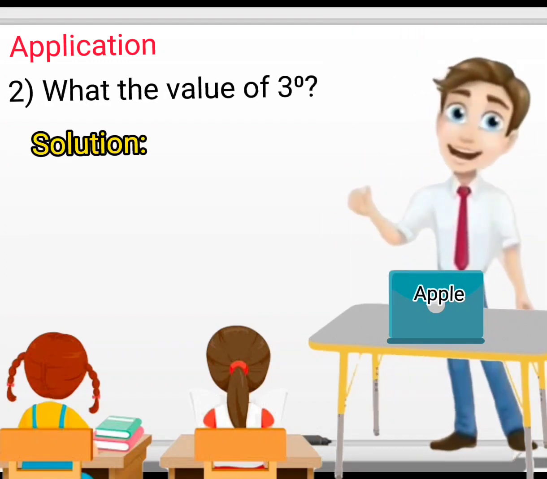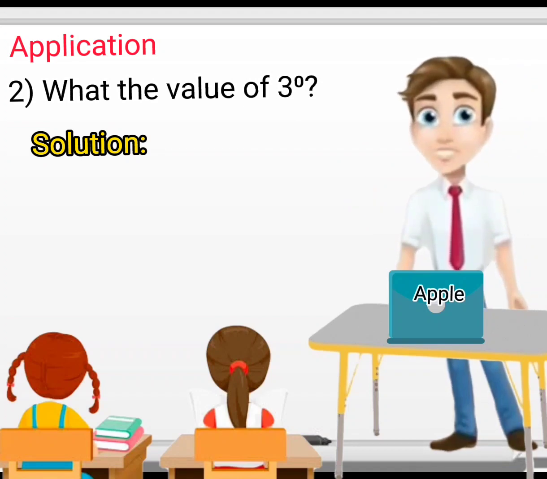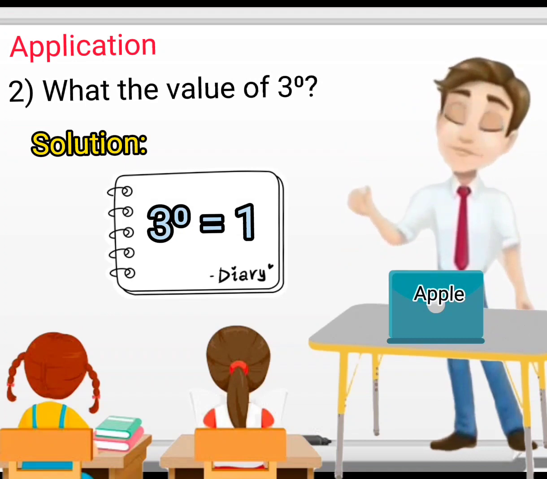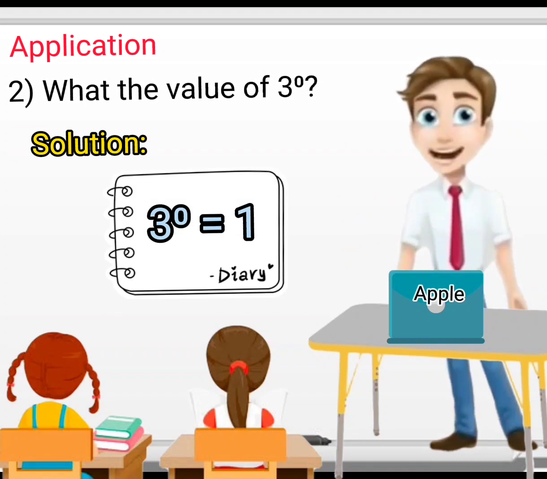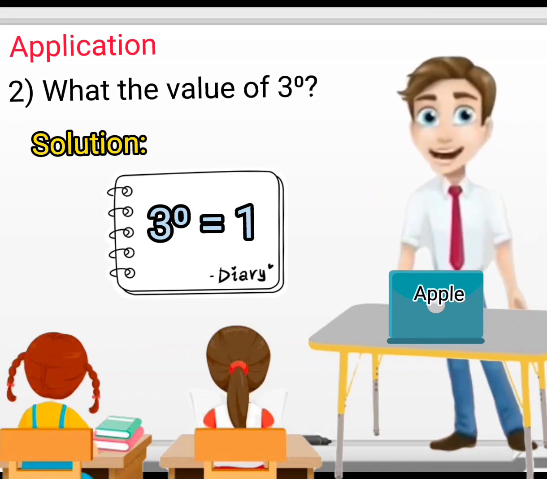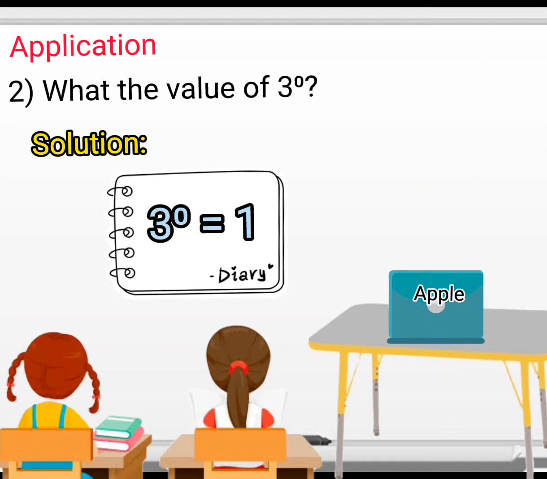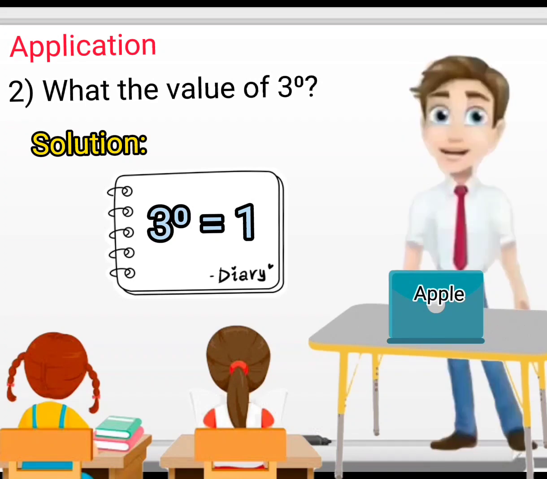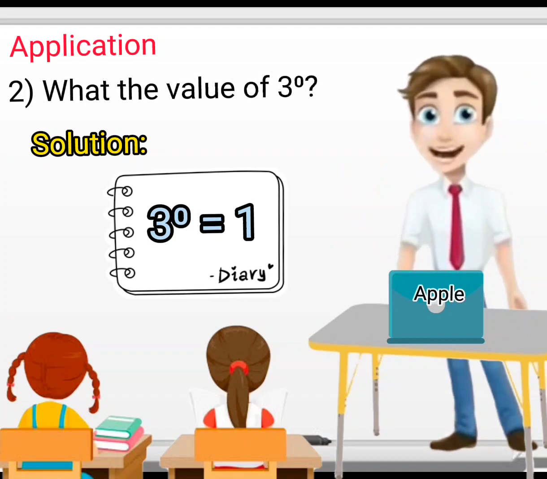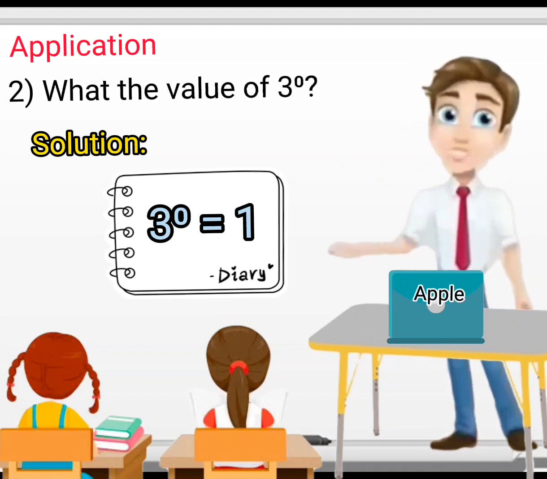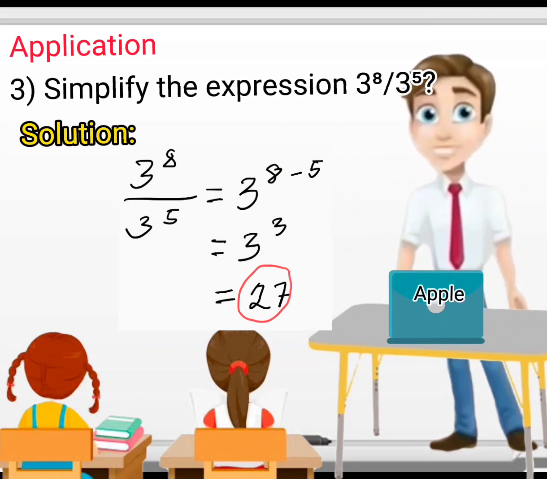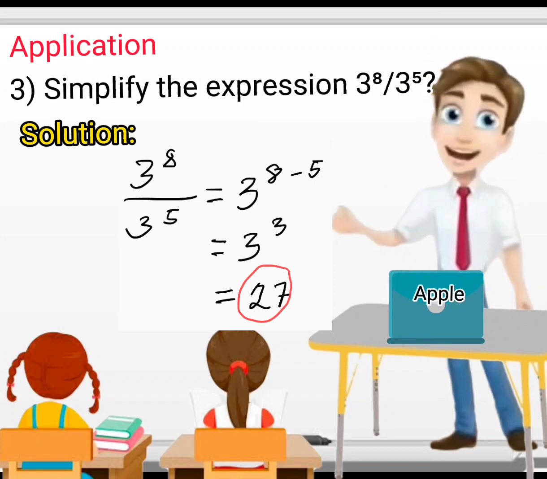What is the value of 3 raised to 0? Okay, the answer is any number raised to 0 is equivalent to 1. So therefore, 3 raised to 0 is equal to 1. So maliwanag ba yun? Nasabi ko na sa ating pambungad na lesson na kahit anumang letter or number, basta ang exponent niya is 0, it is always equal to 1. Okay, we are now on question number 3, and let me read.